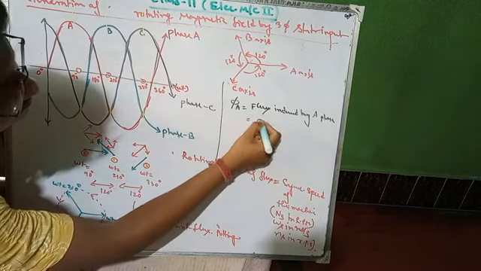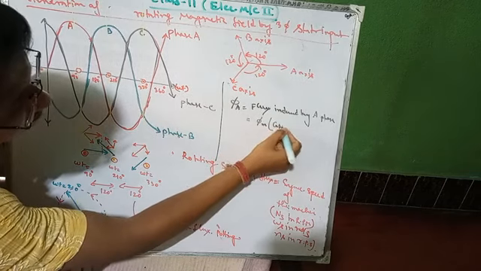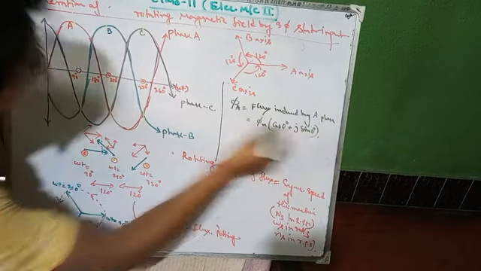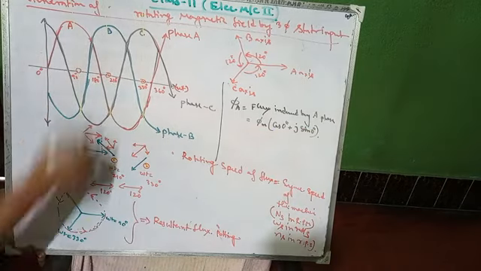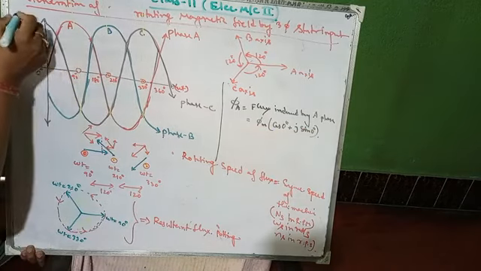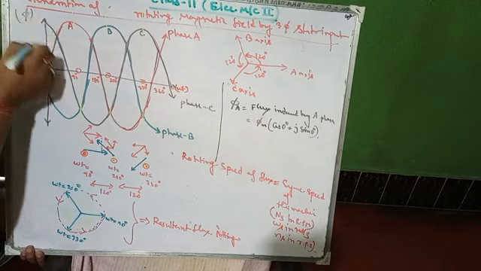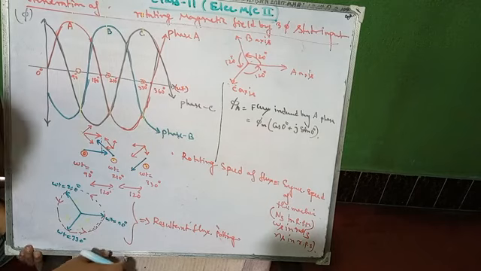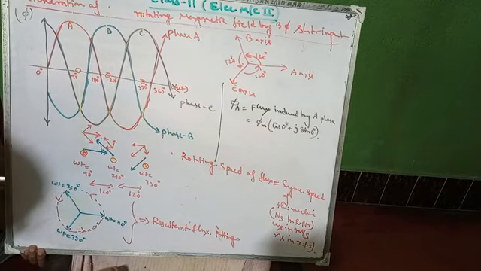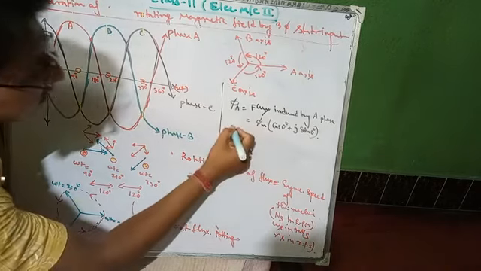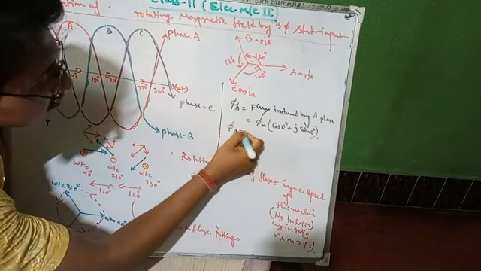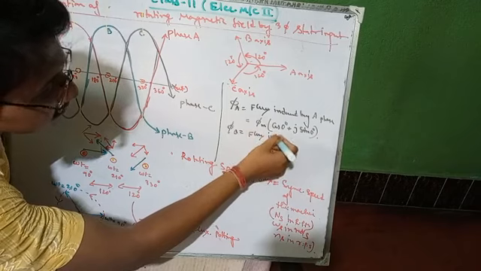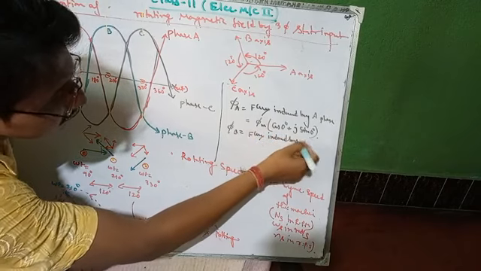So phi m cos 0 plus j sine 0 degree. Why? Because I am taking it as reference. So phi of A is the reference. We are plotting the flux over here, flux per omega t. So phi of A equals phi m into cos 0 plus j sine 0. And phi of B equals what? Phi of B equals the flux induced by B phase.